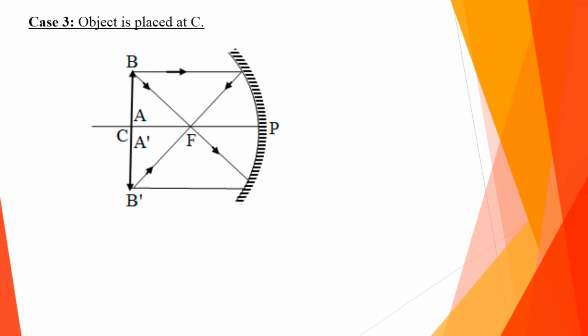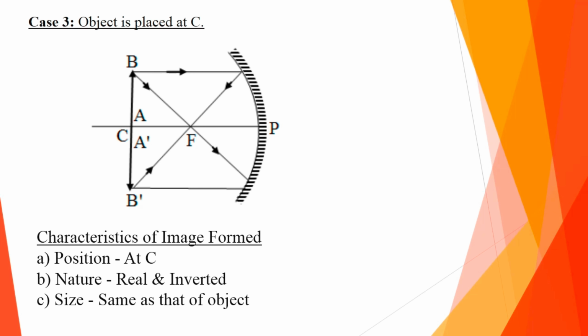So the characteristics of the image formed: the position of the image is at C, nature is real and inverted, size is same as that of the object. So whenever the object is placed at center of curvature, the image is also formed at center of curvature, and it is real and inverted, and the size will be the same as the object.